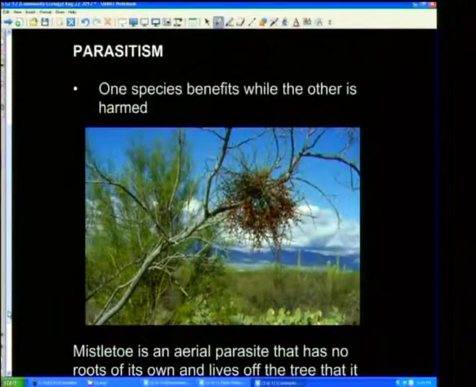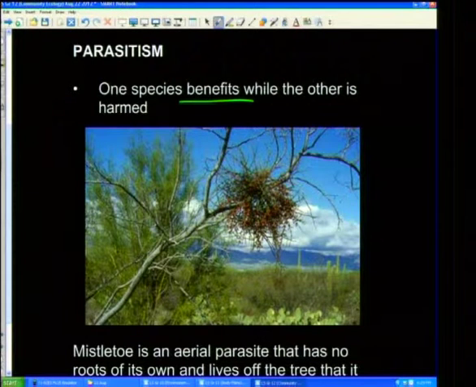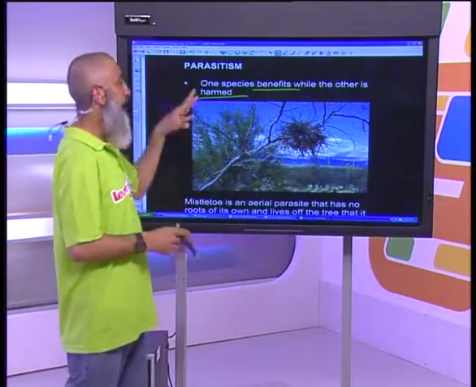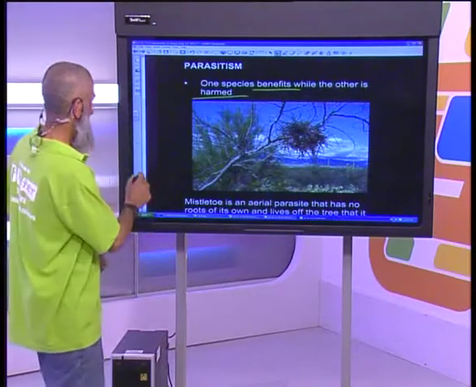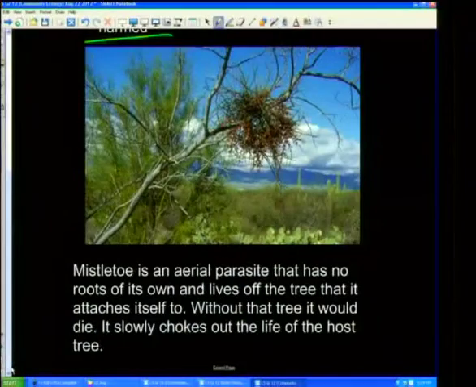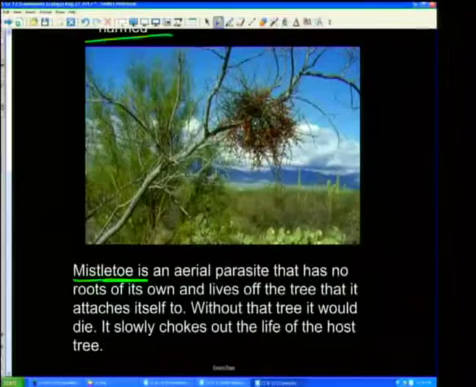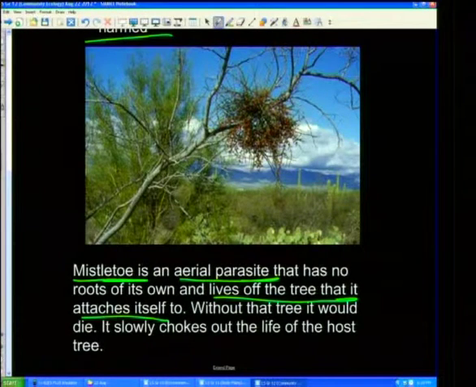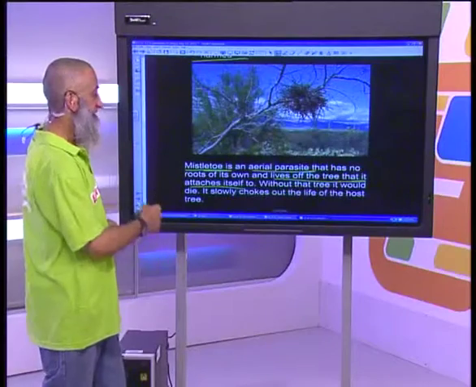And parasitism. One species benefits while the other is harmed. Symbiotic relationship between two organisms where one organism benefits and the other one is harmed. Okay, that's simple. And here we talk of the mistletoe, which is an aerial parasite. It climbs onto a tree and it does not have any roots of its own, and it cannot manufacture its own food as such, so therefore it lives off the tree that it attaches itself to, in this case here. Without that tree, it would die.